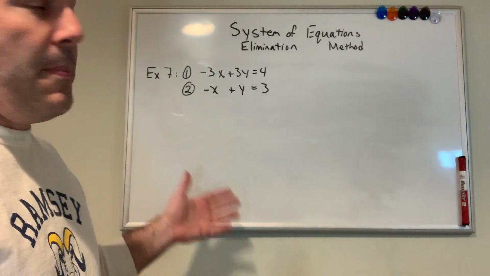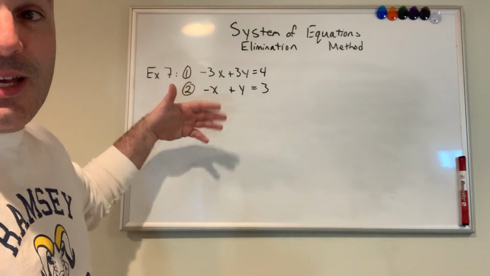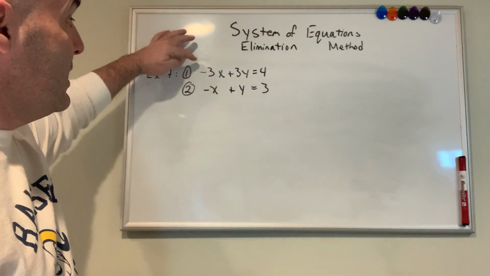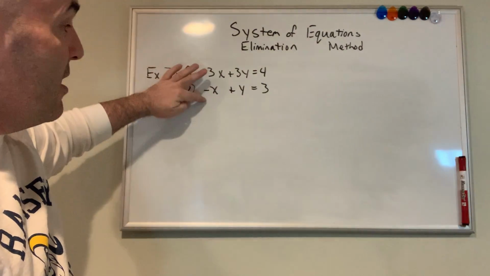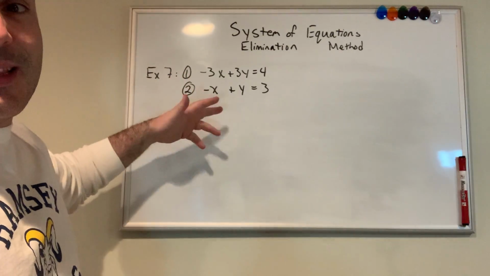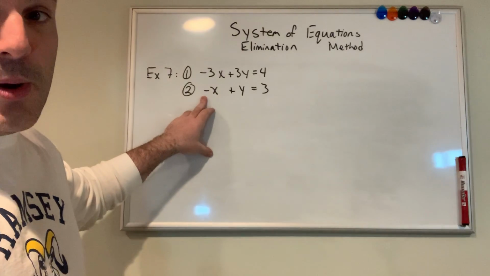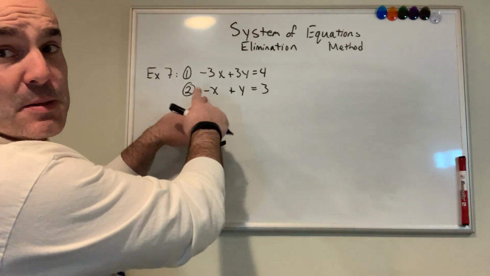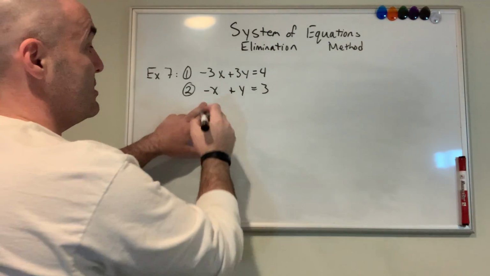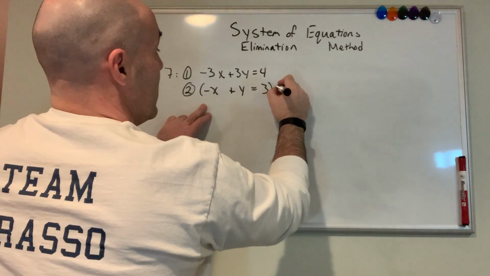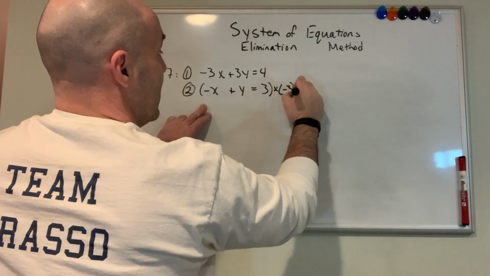Okay, now upon first inspection, nothing is gonna cancel directly. But I can take a look. Here I have a negative 3x. Here I have a negative 1x. I'm gonna have to get these to cancel, so I'm gonna multiply the bottom one by negative 3. Remember, I wanna end up as a positive 3 so that they'll cancel. So the bottom equation, we're gonna multiply by negative 3.